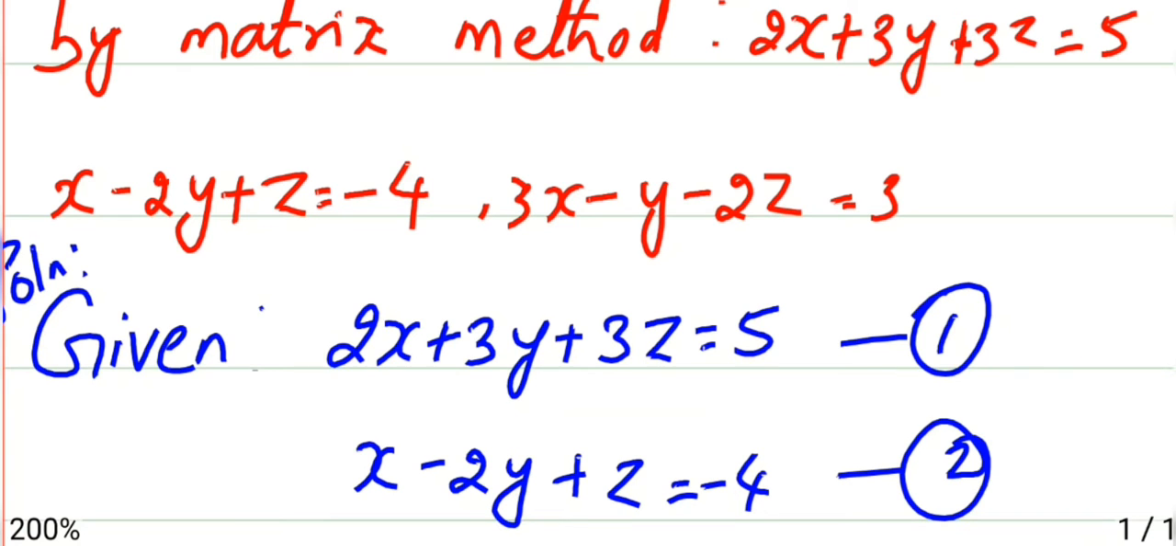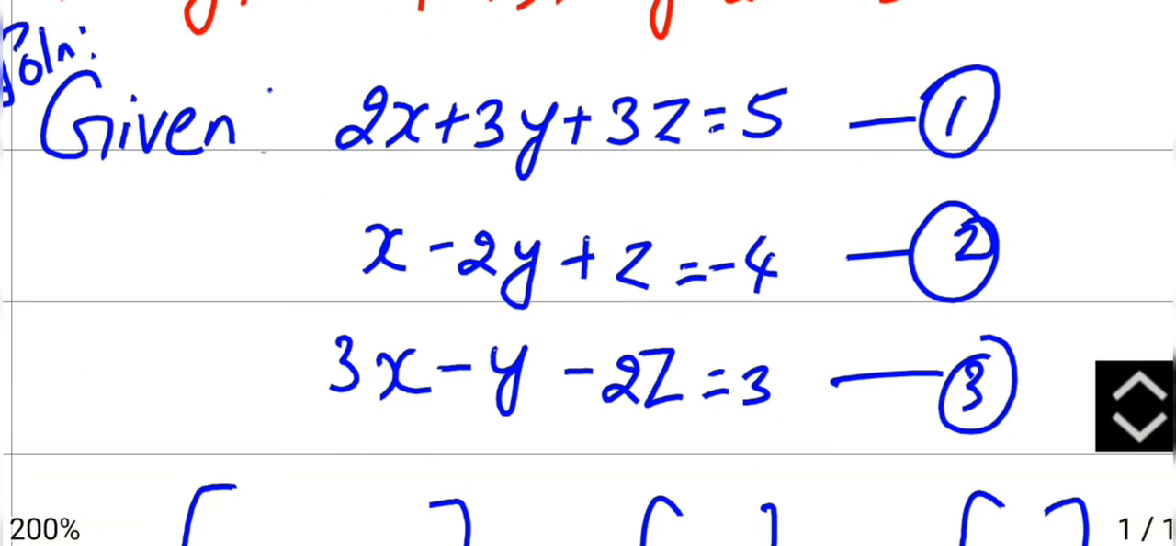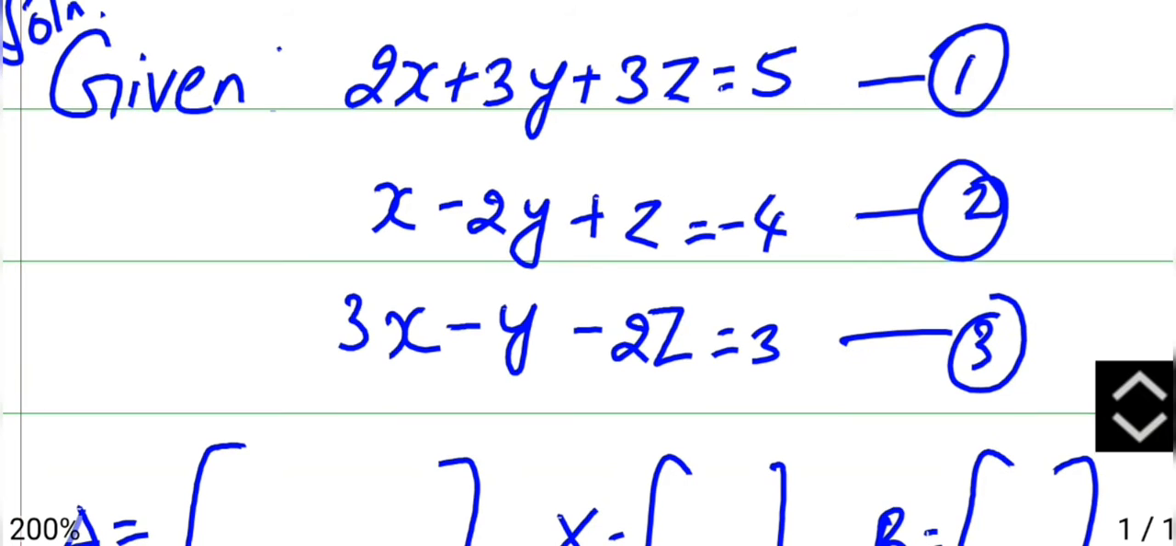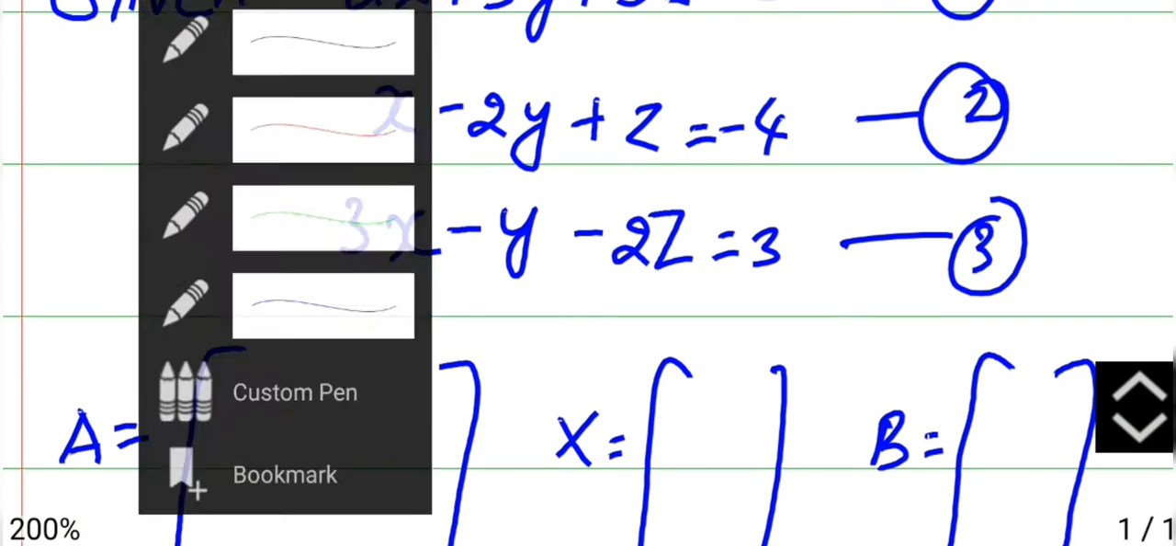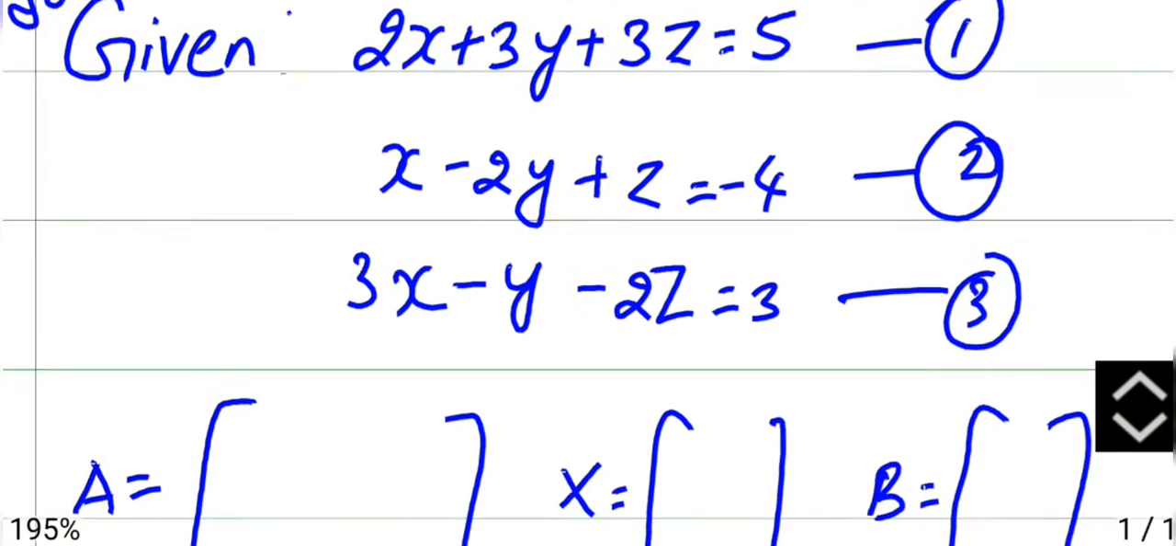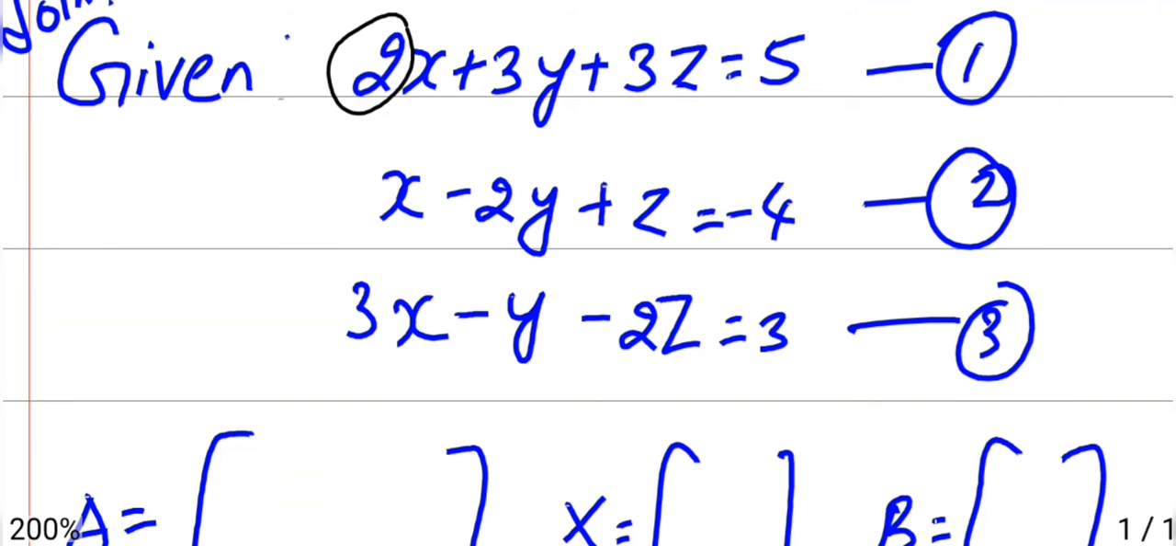Take those equations as equation 1, equation 2 and equation 3. Now after writing the equations, you have to find the matrix A, matrix X and matrix B. What is matrix X? Matrix X is nothing but the coefficients of X. If there is no coefficient, it is considered to be 1.